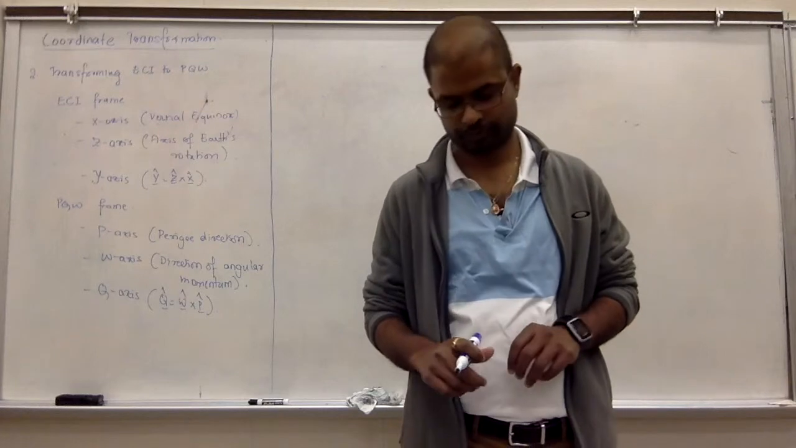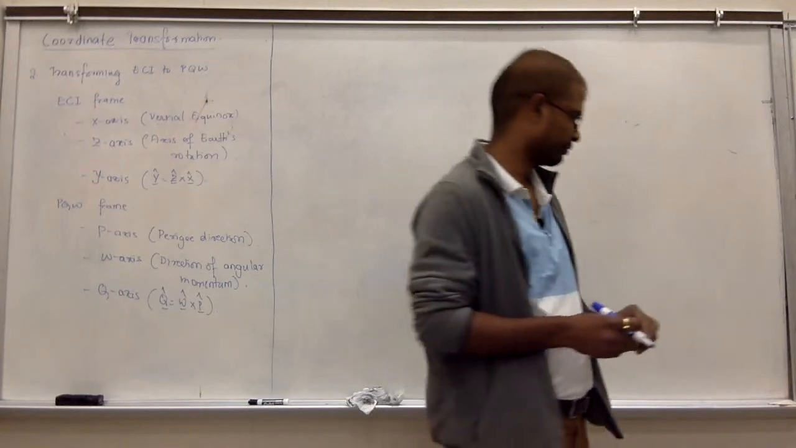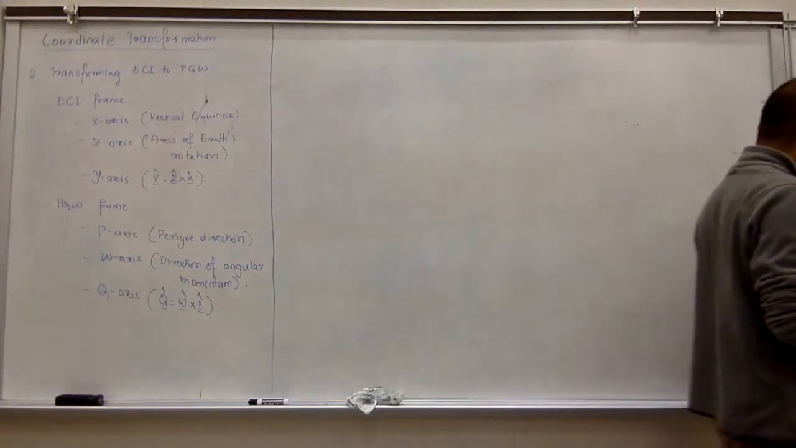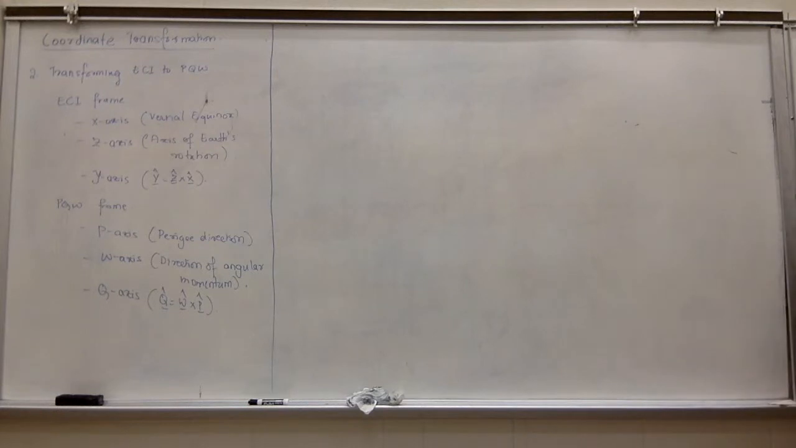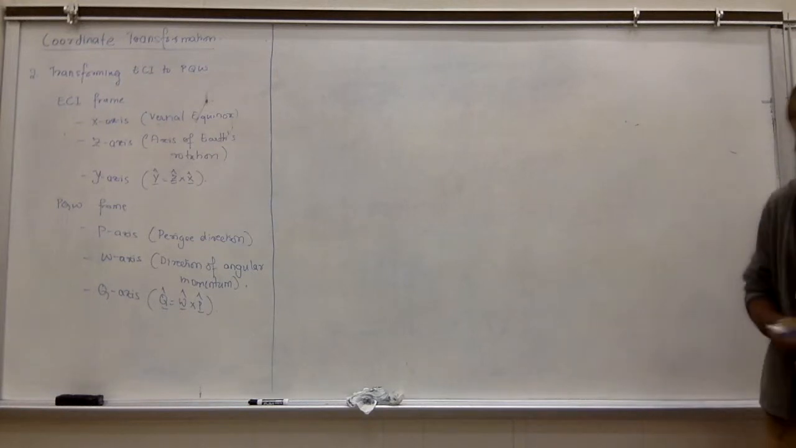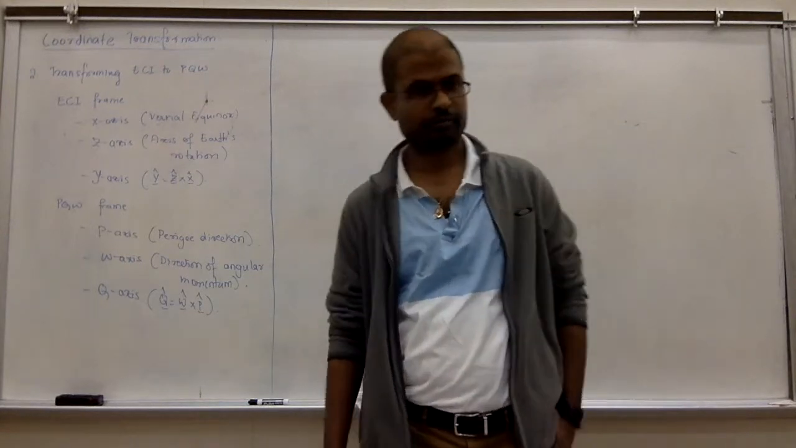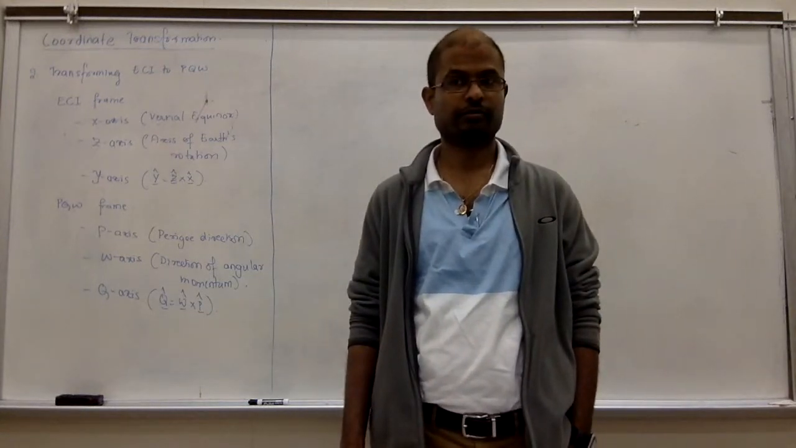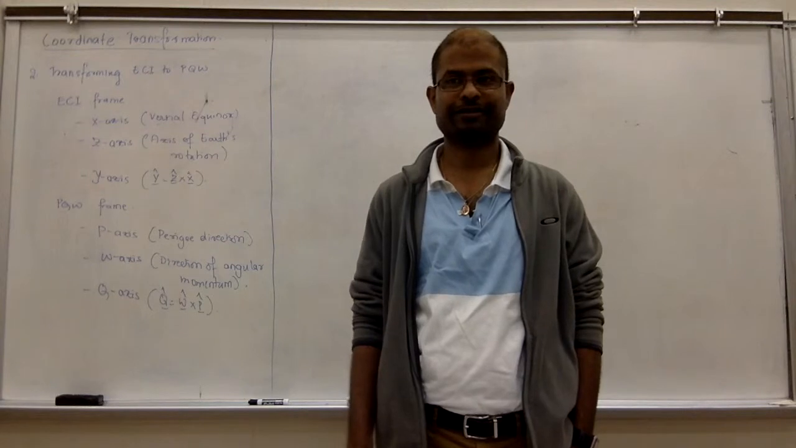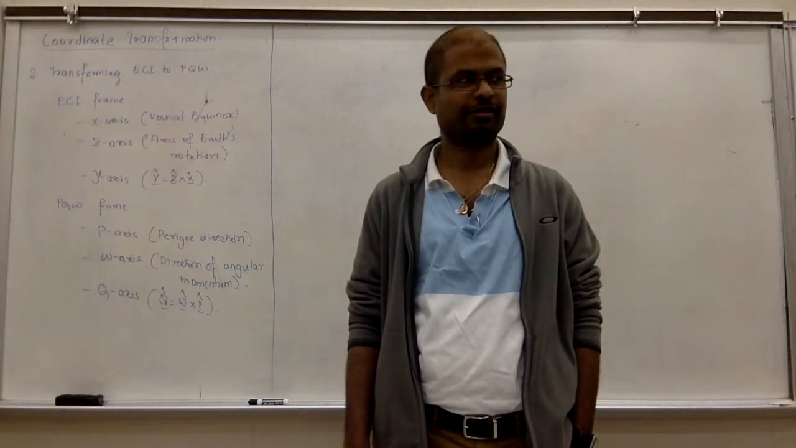Show that... I have to read it. But it wants you to basically show how you go from PQW value to ECI to PQW value. What is ECI? That's the next one.